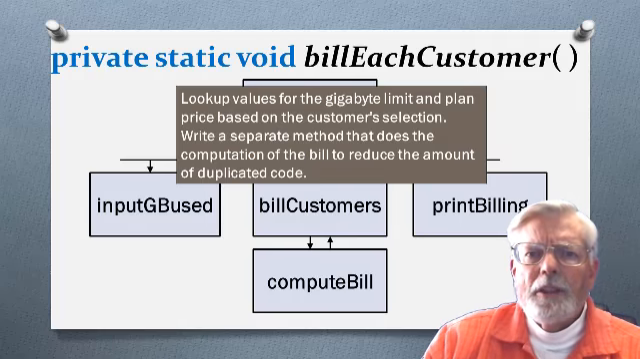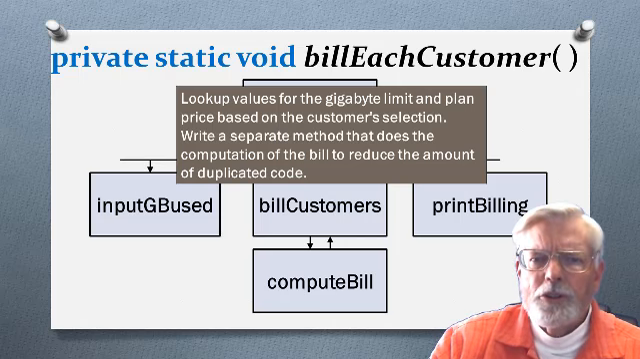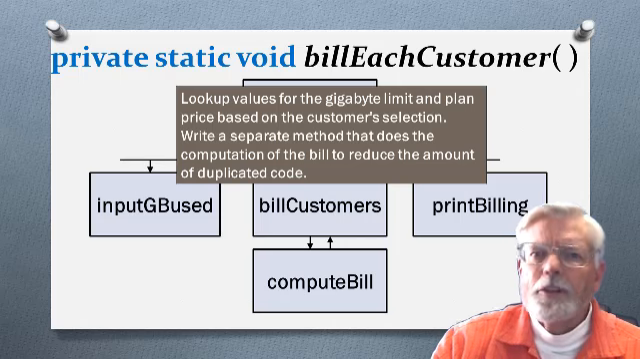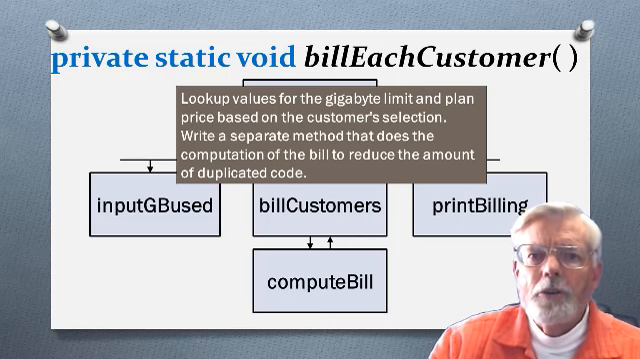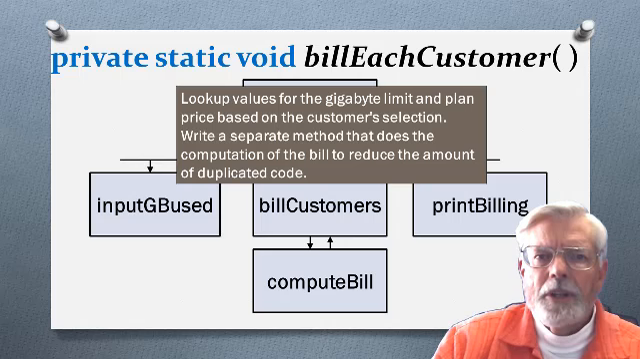This method is going to be the most complex of them all, and I am only going to give a partial solution, just enough to get you started. You get to finish the rest. Note, you will not receive full credit for the exercise if you use numeric values to select the fields within the customer record. Your program should use named constants such as account, name, selection, used, and bill to select the fields within the customer record. Look up values for the gigabyte limit and plan price based on the customer's selection. Write a separate method that does the computation of the bill to reduce the amount of duplicated code.